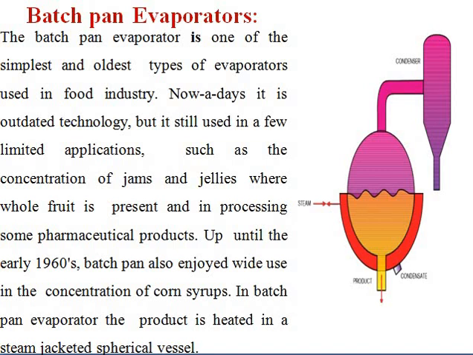So the first one is your batch pan evaporator. This is the simplest evaporator. Here you can easily see from the diagram, this one is the open pan type structure. We have to put our food here in this orange section. This one is your food product. This one is the outer jacket for the steam. Clear? So steam will be inserted from this section and food will be here.